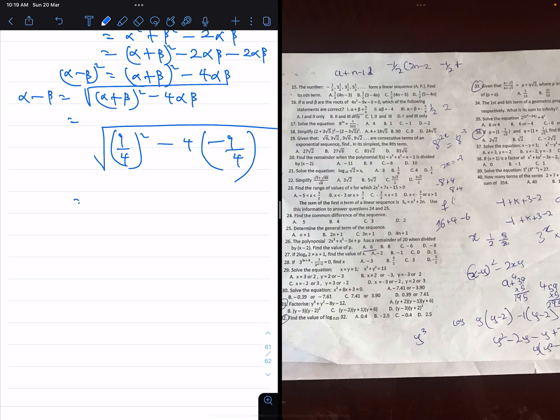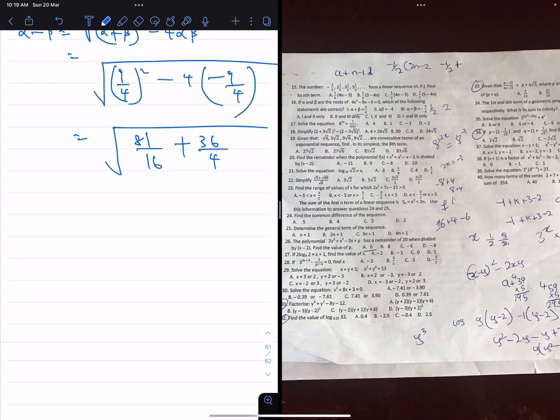No, let's do that for clarity. So that's the square root of what? 81 over 16. Let's leave the denominator 16. Minus and minus is plus, and this will be 36 over 4. I want to leave the denominator so that we can combine the fractions easily. The LCM is 16, right? 1 times 1 is 1, and 16 is 4 times 36.